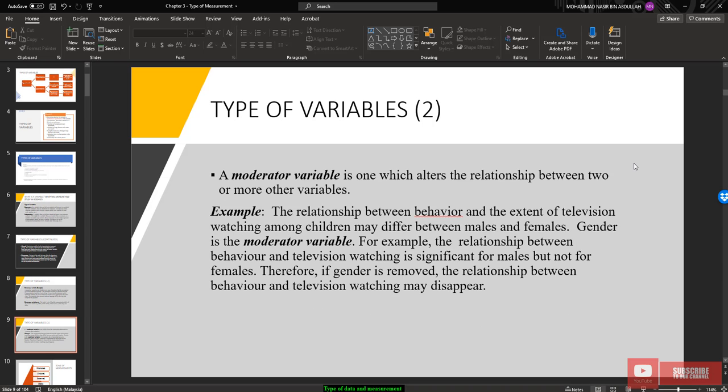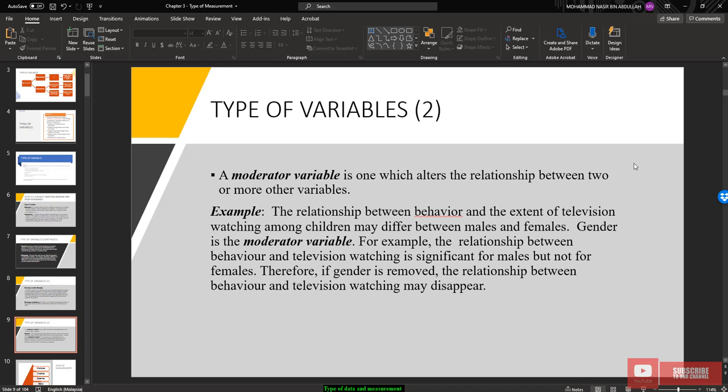So another type of variable is a moderator variable. A moderator variable is one which alters the relationship between two or more variables. For example, the relationship between behavior and the extent of television watching among children may differ between male and female. So in this case, gender is a moderator variable. So the behavior might be different in male children and female children.